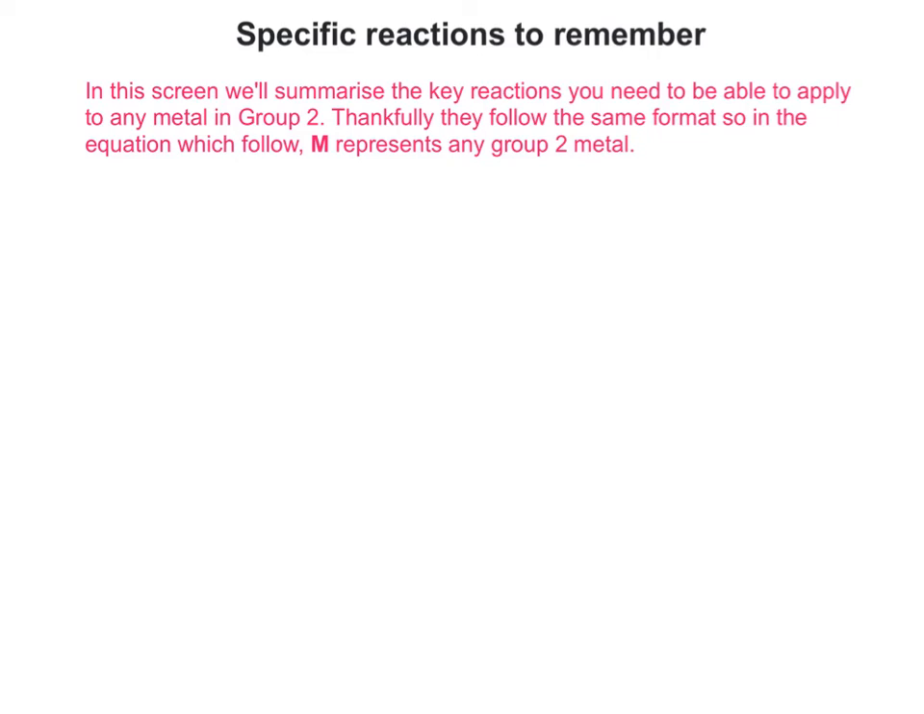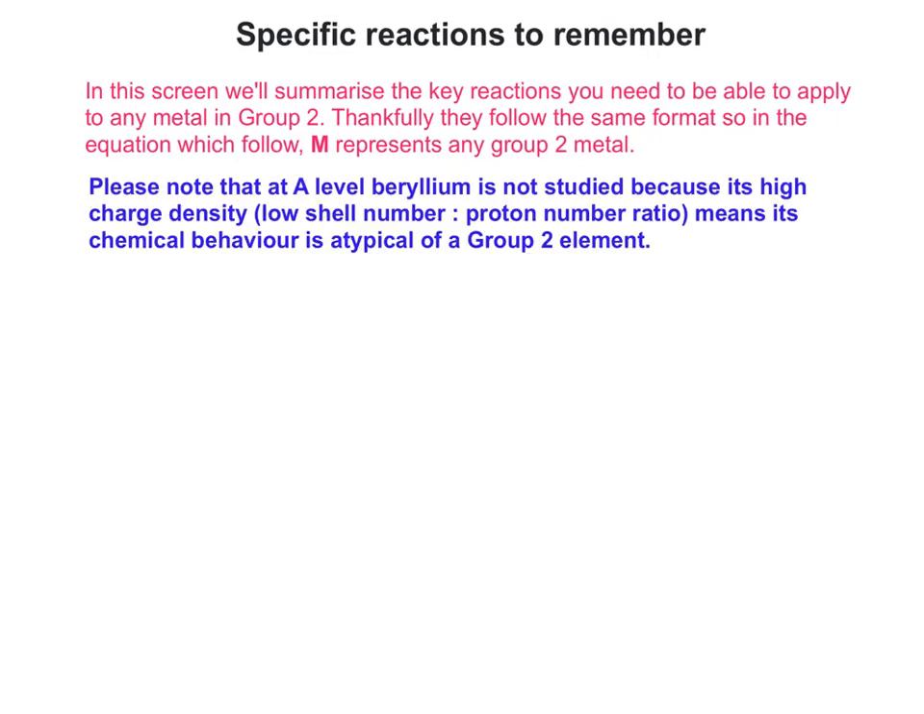So let's now look at some specific reactions you need to be able to remember. Luckily, most of the group 2 metals follow the same pattern, so I'm going to use M to represent my group 2 metal. Before we go any further, it's worth pointing out that beryllium is not studied at A level because it has a high charge density, meaning low number of shells but a relatively high number of protons, and this makes its chemical behaviour different to other group 2 elements.